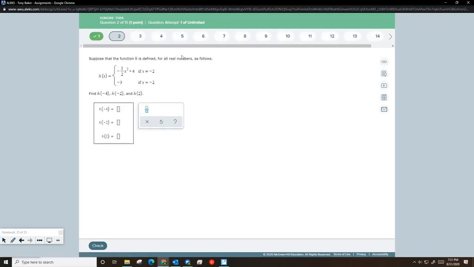The second one is a piecewise function. A piecewise function is similar, except it kind of puts it all together. You're going to look at the domain over here: x doesn't equal -2, and x equals -2. That's going to tell you which part you're going to use. For this first one, h is -4. That's not -2, so I'm going to use the first part.